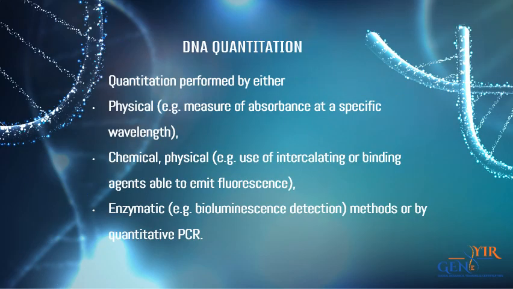DNA quantitation. Quantitation of extracted DNA could be useful for subsequent PCR analysis. It may be performed by either physical, for example measure of absorbance at a specific wavelength, chemical, for example use of intercalating or binding agents able to emit fluorescence, enzymatic methods, for example bioluminescence detection, or by quantitative PCR. There are several methods available to quantify the DNA present in a solution. It is for the user to choose the most appropriate one to be applied, depending on the amount and quality of DNA to be quantified and, consequently, on the matrix from which the DNA has been extracted.